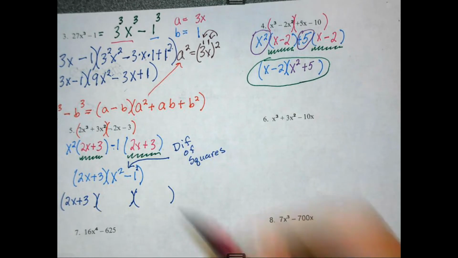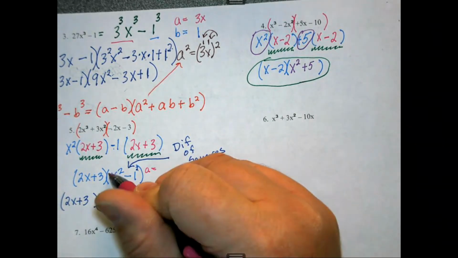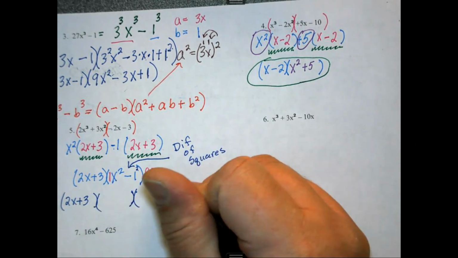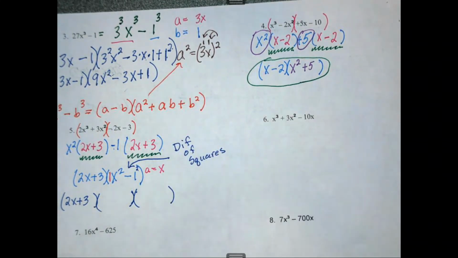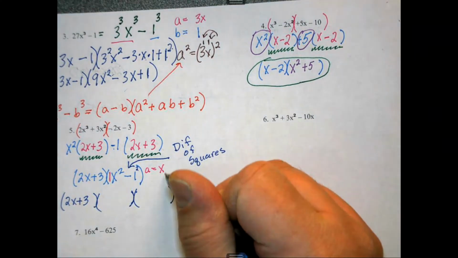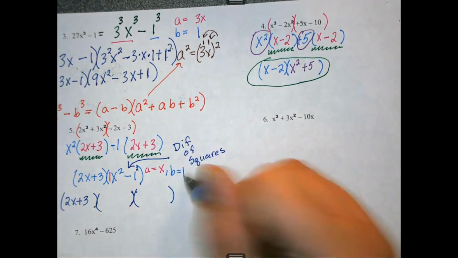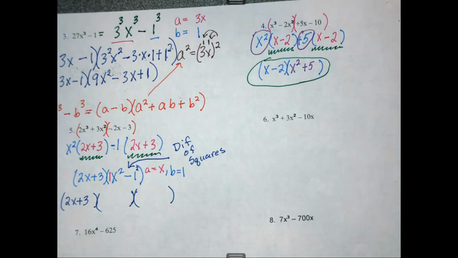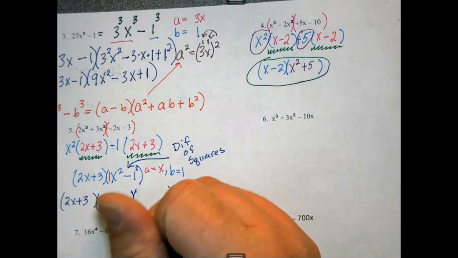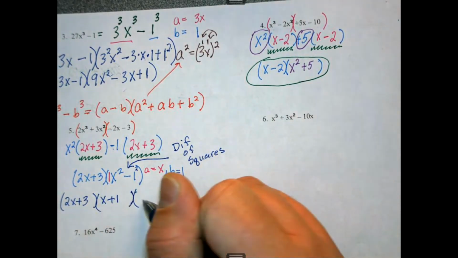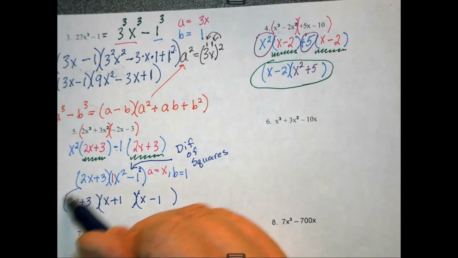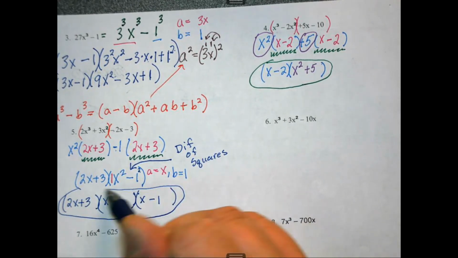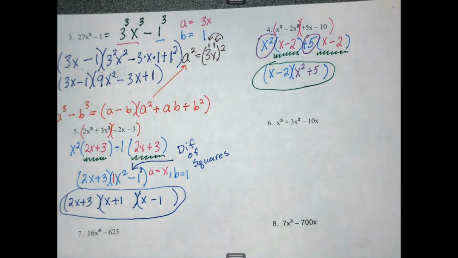What's my a here? Careful. Yeah, 1. Oh, I'm sorry. No, I'm thinking of something else. You're right. X. What's my b? So I have x plus 1 and then x minus 1. So I actually ended up with 3 factors. Oh. Well, we were supposed to do something more complicated.